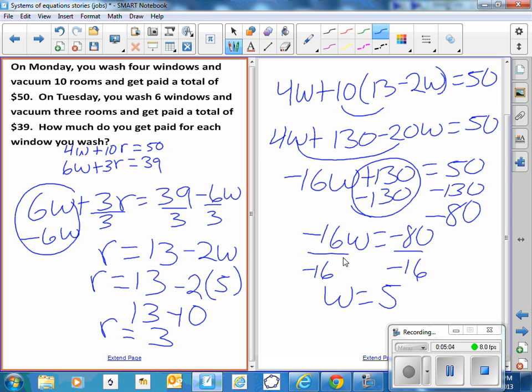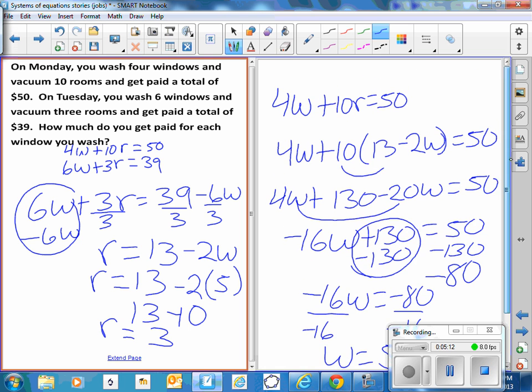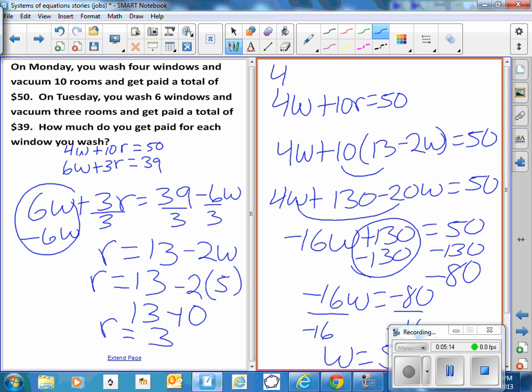So let's go back up into this original equation at the top with window is 5, room is 3. So 4 windows would be $20. 10 rooms would be 30. 20 plus 30, is that 50? Yes. So that checks out with this here.